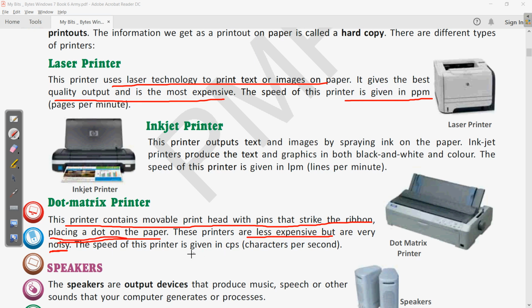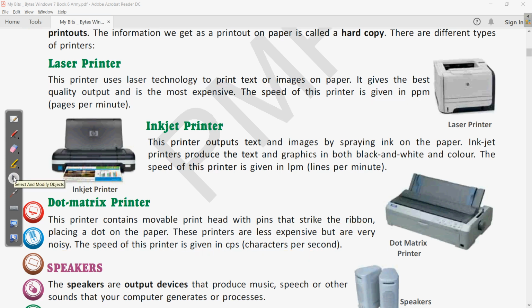Then the third point, in this you can write that the dot matrix printer speed is measured in characters per second. Clear? So in both of these, the laser printer as well as the dot matrix printer, you can write 3 points each. Speed you have to mention also, that it is measured in ppm, that is pages per minute, and the dot matrix printer speed is measured in characters per second, that is cps. I hope this is clear. So this way we have covered the question answers part also. Let us see the next remaining questions.